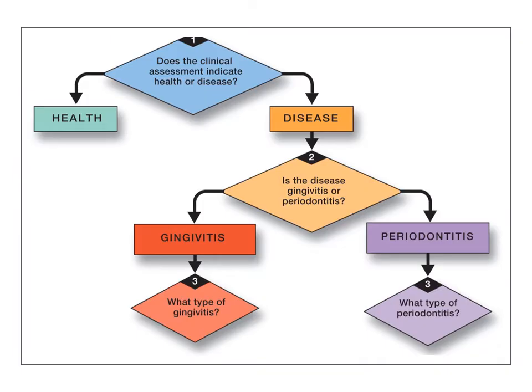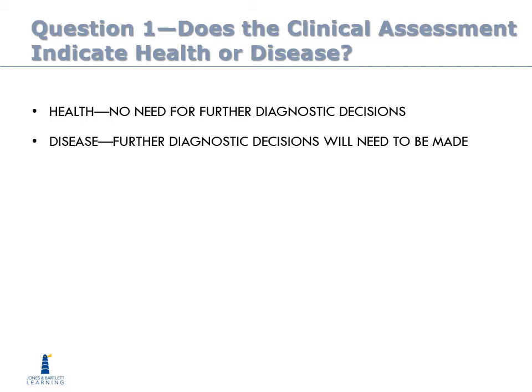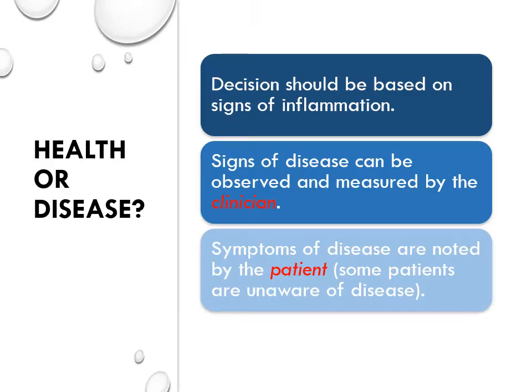So here is how those questions could be flow charted out. Does the clinical assessment indicate health or disease? If they're healthy, that's the end. If they have disease indications, then is it gingivitis or periodontitis? And you go into the respective category and then what type. So question 1, does the clinical assessment indicate health or disease? If healthy, there's no need for further diagnostic decisions. If it is disease, further diagnostic decisions will need to be made.